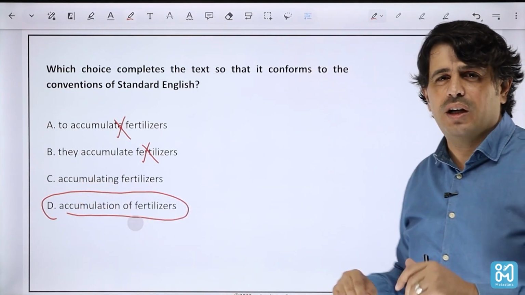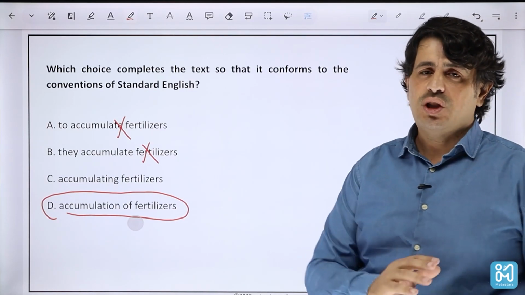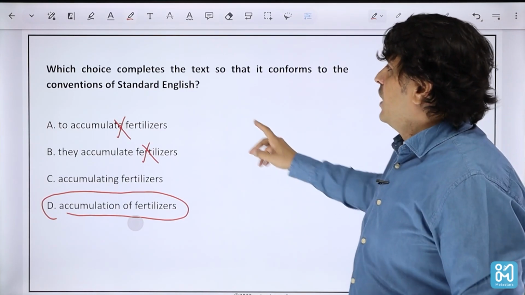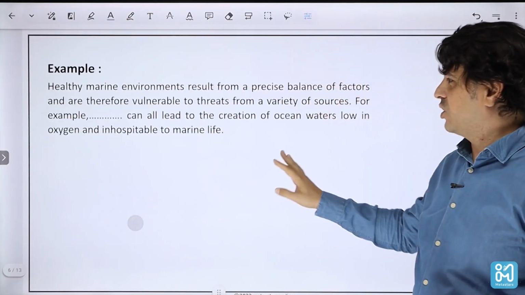But let me remind you, guys, why do we need to study this? This can help me decide the right answer, that's all. Now, I would like to have another question similar to the one I just discussed with you.